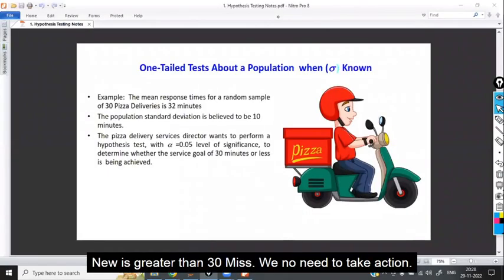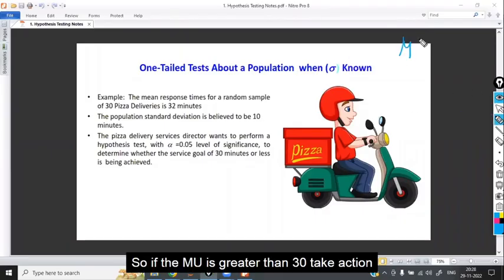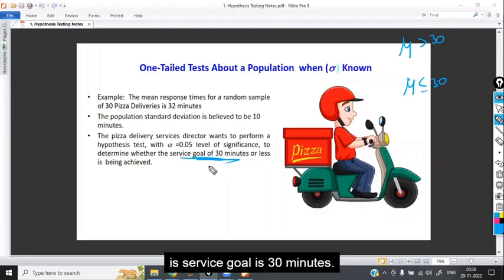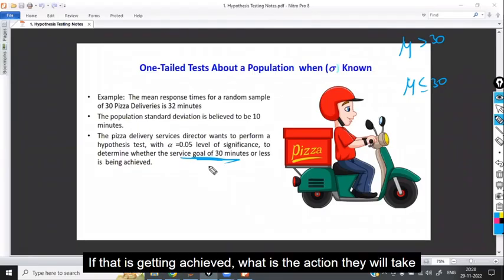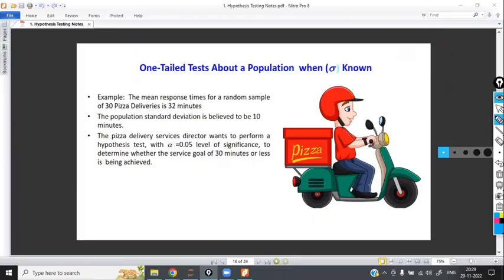If mu is less than 30, we need not take action. If the mu is greater than 30, take action. If the mu is less than 30, no action, because their requirement, the service goal, is 30 minutes. If that is getting achieved, what action will they take? No action. If it is not achieved, they will take the action.